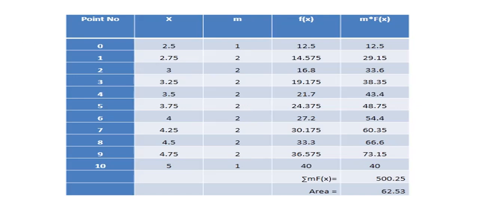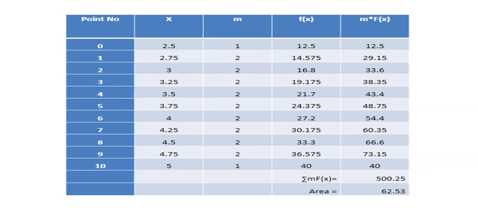So this sheet or this slide shows the solution using Excel. Here we have shown various columns. This is the point number column. This column shows values of x. This shows values of m, which is the multiplier, which is 1 for the first point and last point. And for intermediate points, the value of m is 2.